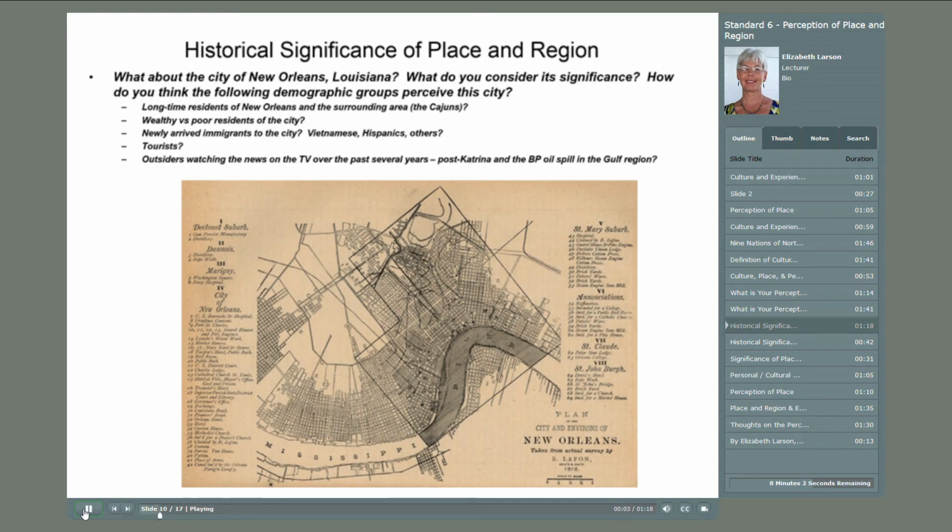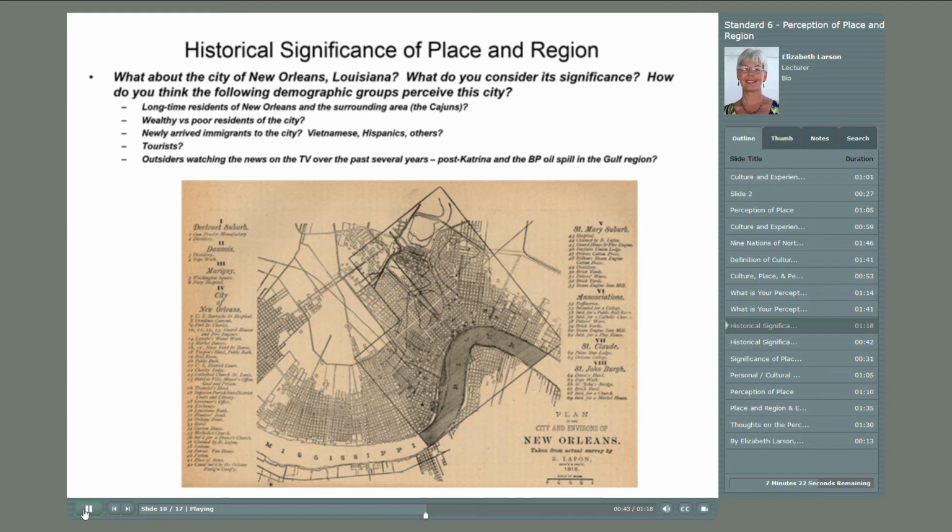On the slide on this page, you see an old map of the city of New Orleans. New Orleans is one of our most historical places in this country. What's your perception of the city of New Orleans, Louisiana? What do you consider its significance? How do you think the following demographic groups perceive this city? Longtime residents of New Orleans and the surrounding area, the Cajuns. Wealthy versus poor residents of the city. For this, think Hurricane Katrina and the lower Ninth Ward and the destructions in it.